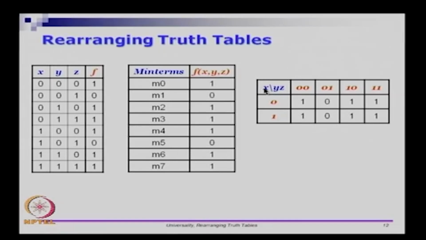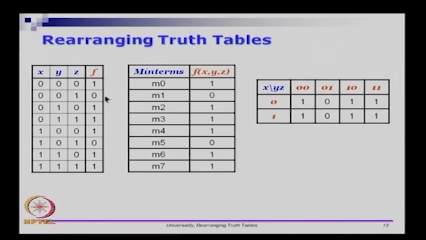It says x is the representative for the rows here, and all combinations of y z are represented in the columns. So, there are 4 columns representing the 4 combinations of y and z, and there are 2 rows representing the 2 combinations of x. If you notice the order, x can take 0 or 1 and y z can take 0 0, 0 1, 1 0 or 1 1. In some sense, what we have done is, we have taken this table and folded it into something like this. So, let us see what the entries are.